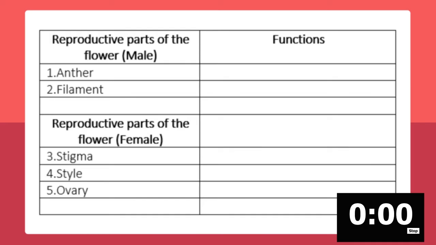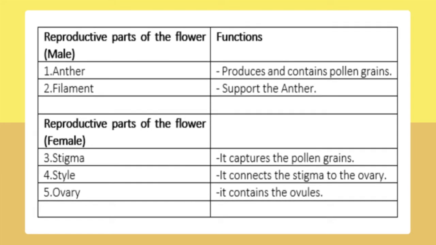Are you done? Great! Let's check your work. Based from the table given, the male reproductive part of the flower is the stamen. The stamen consists of anther and filament. Then, the female reproductive part of the flower is the pistil. The pistil consists of stigma, style, and the ovary.